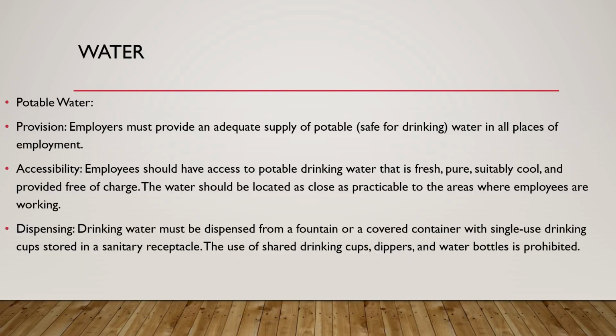Okay. For water, so potable water. Provisions. Employers must provide an adequate supply of potable water. That means it's safe to drink water in all spaces of employment. Accessibility. Employees should have access to potable water that is fresh, pure, suitably cool, and provided free of charge. The water should be located as close as practical to the area where the employees are working. Dispensing. The drinking water must be dispensed from a fountain or covered container with single-use drinking cups stored in a sanitary receptacle. And the use of shared cups, drinking dippers, and water bottles is prohibited.